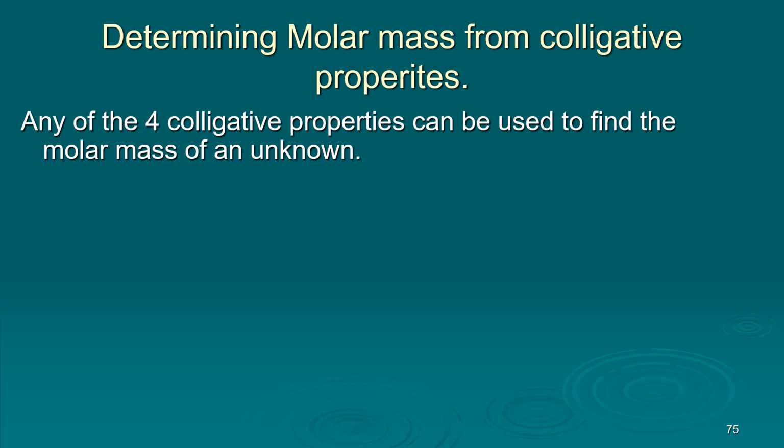Okay, the very last thing that we're going to do is to determine the molar mass from colligative properties. This is an interesting idea in one of the labs that we do this semester. All of the 4 colligative properties can be used to find the molar mass of an unknown. In fact, some proteins and some large molecules are done this way. If you have a new molecule and you want to know its mass or its molecular weight, you can do it this way.